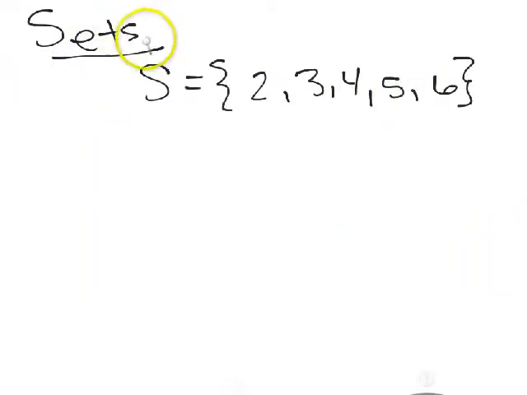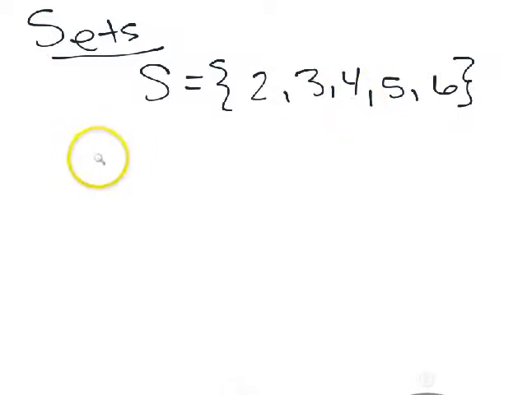Next, we're going to talk about sets. Let's look at the example where S, a set we call S, is the numbers 2, 3, 4, 5, and 6, just those 5 numbers we're talking about. Well, the individual numbers here are called elements of the set. Those are the objects inside the set. And this particular way that we're writing it is called roster notation.